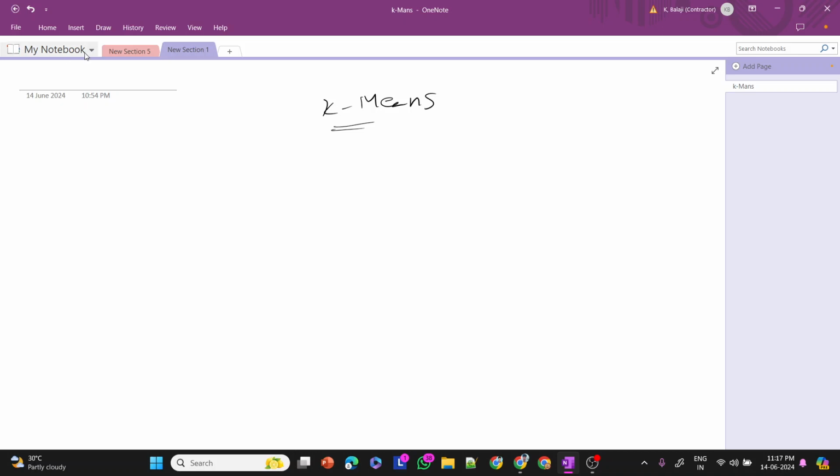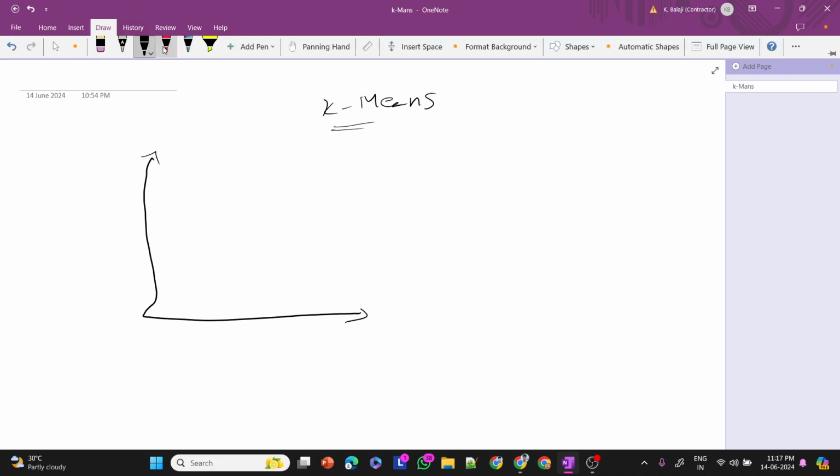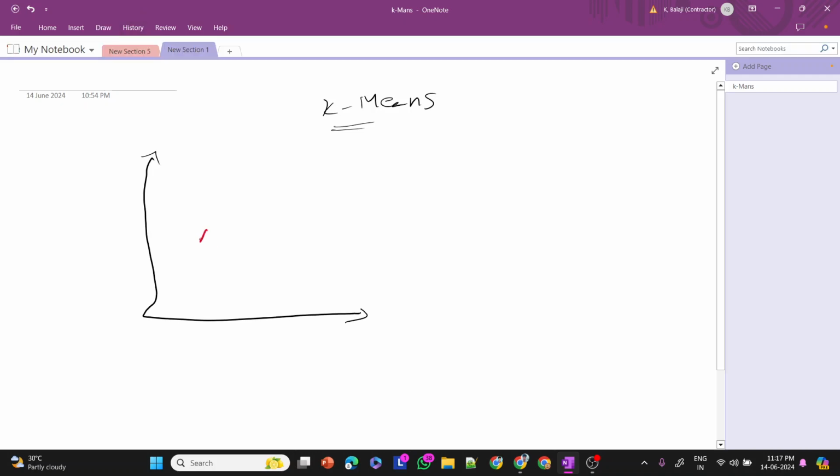Let's see. Let's take a 2D space. Here the data are present. These data belong to one category, and these data belong to another category.